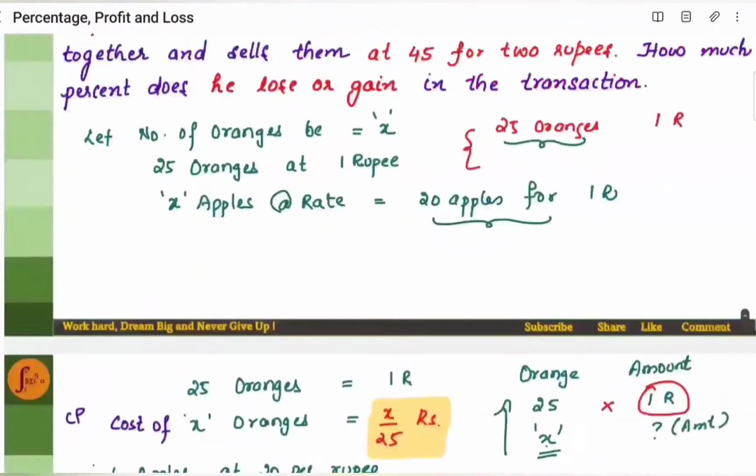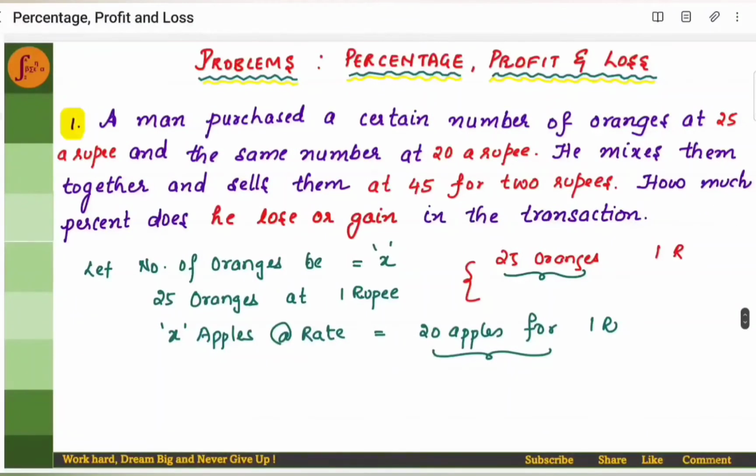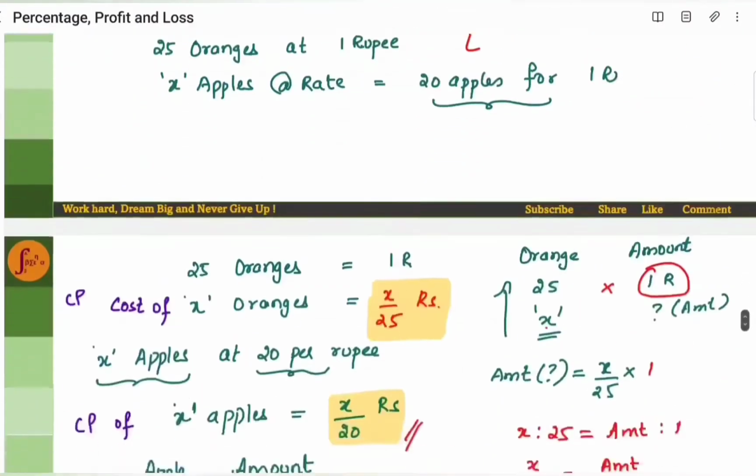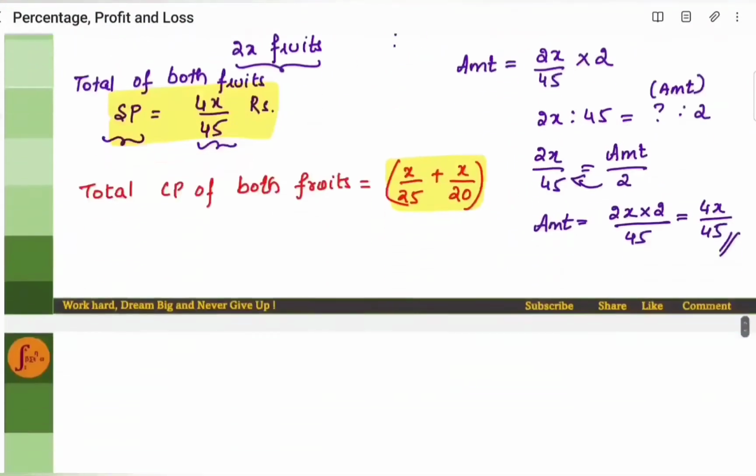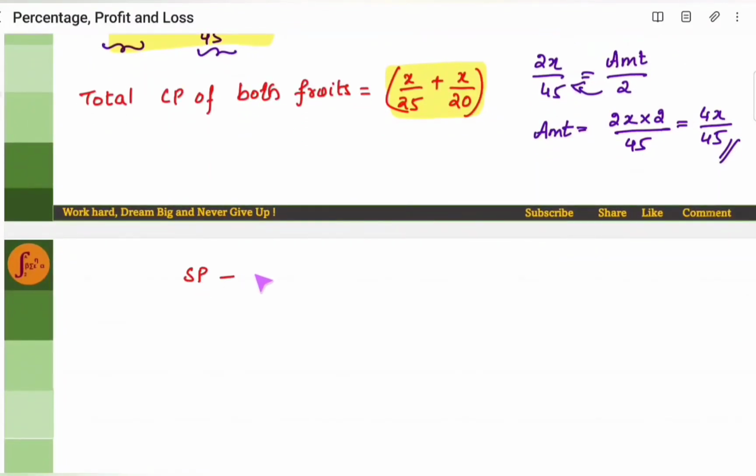What is it that we need to find? We need to find how much percent he loses or gains in the transaction. So we have to find first whether it's a loss or a gain, right? How do we know that? What is the formula for profit or loss? Profit or loss is selling price minus cost price. The difference between these two will tell us if it is a profit or a loss. If the difference is negative, then it is a loss. If the difference is positive, then it's a profit.